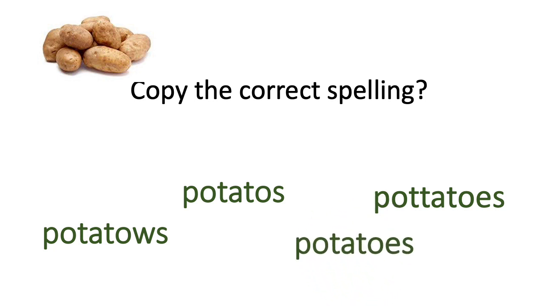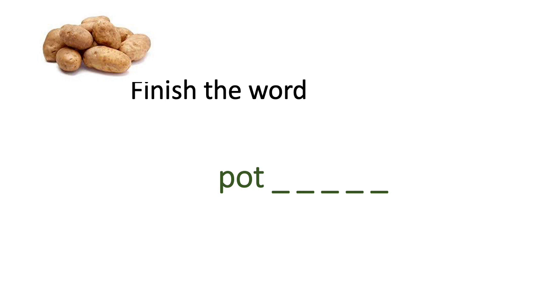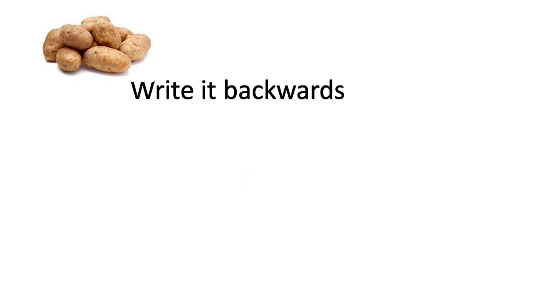You should have picked that one, P-O-T-A-T-O-E-S. Rub that off and finish the word. I've given you pot. How do we write atoes? Just like that, P-O-T-A-T-O-E-S. Can you write it backwards? It looks like this, seotatop.